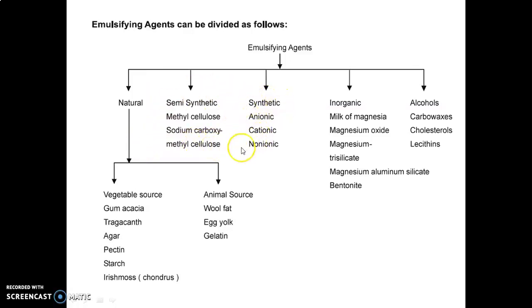Synthetic: anionic, cationic, non-ionic, which contain charges. Anionic means containing negative charge, cationic means positive charge, non-ionic means chargeless. Inorganic: milk of magnesia, magnesium oxide, magnesium trisilicate, magnesium aluminium silicate, and bentonite. And the alcohols, that is carboxylates, cholesterol, lecithins.